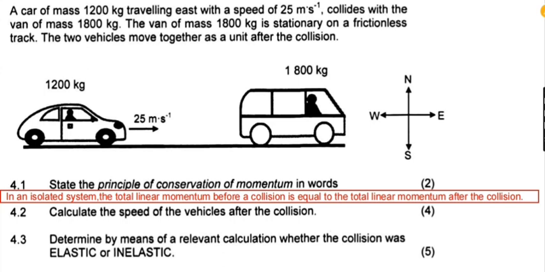Question 4.2 says, calculate the speed of the vehicles after the collision. So from what we were given, we know that this car over here was moving at a speed of 25 meters per second, and this one was not moving at all. And after they collided with each other, they moved off together. So what we do know is that the velocity of both the objects afterwards is going to be exactly the same, because we know that they moved off together. To work this out, we're going to use the conservation of linear momentum formula, which goes as follows.